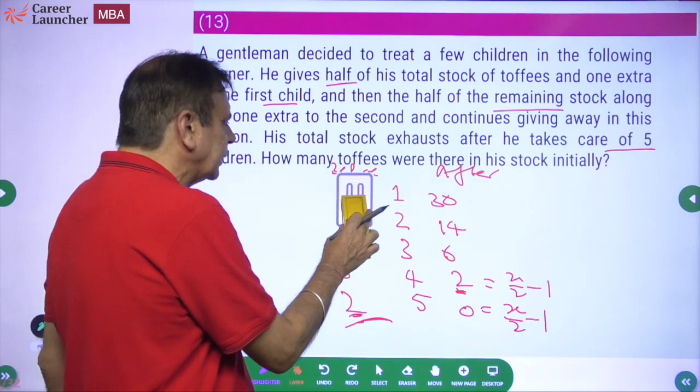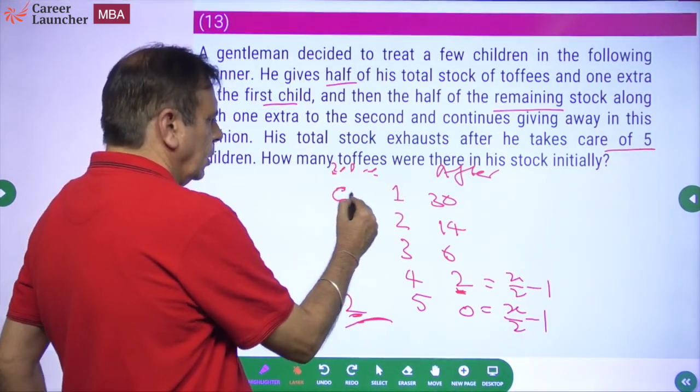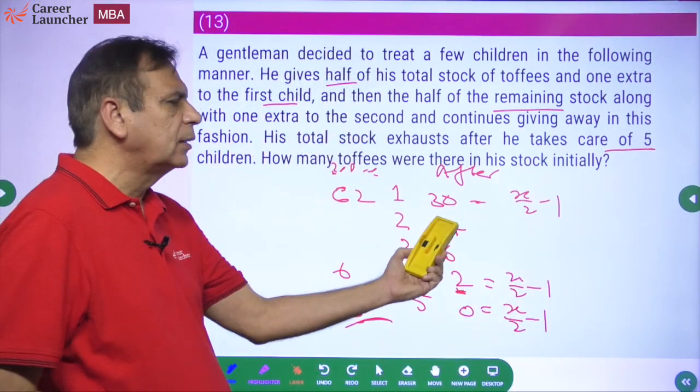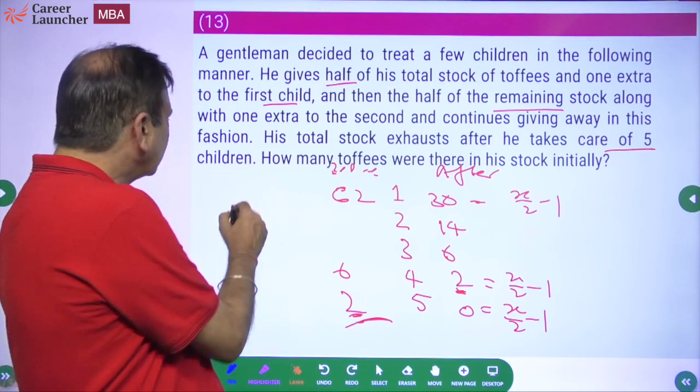Sorry, not 30 into 2, 31 into 2, 62. This is again x by 2 minus 1. So 30 plus 1, 31 into 2, 62. The correct answer is 62.